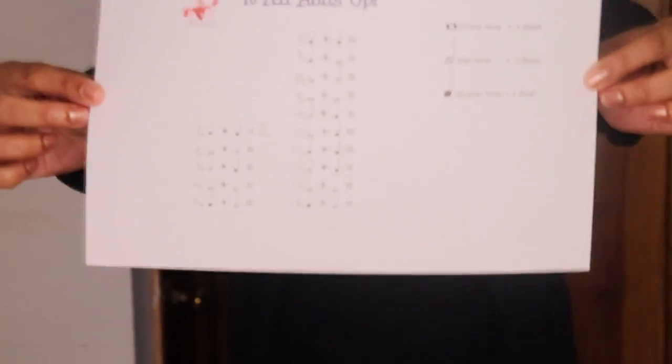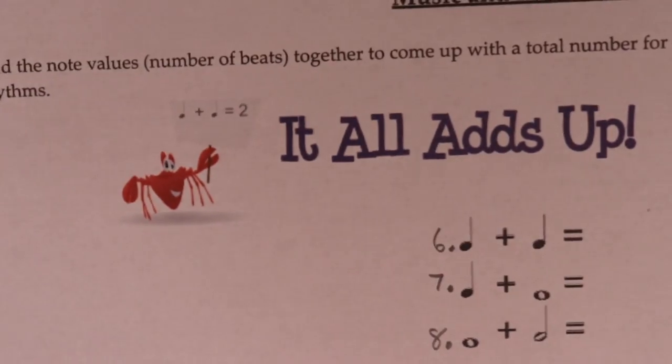So once again, we're doing music and math, part 2. Add the note values together to come up with a total number for each example. Once again, 5th grade, you did something very similar to this back when we were still in school. So hopefully you still remember some of the stuff. So you have 15 questions here. And I gave the example, and I finished the first one.